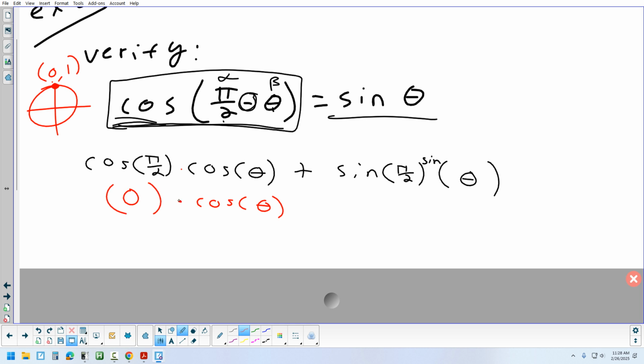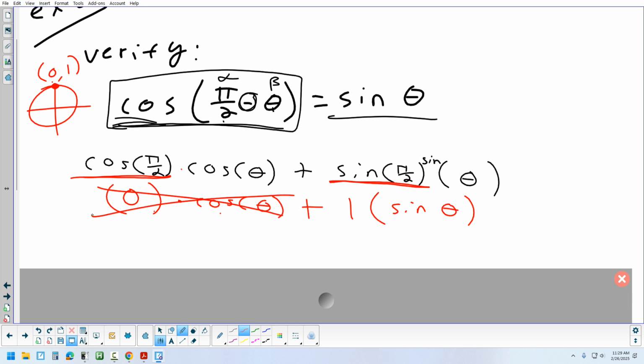Okay, let's do the next one. Sine of pi over 2. Same coordinate, but sine is which letter? It's the y. What's the y value? 1. So it's 1 times sine of theta. This whole part turns into a 1. This part turns into a 0. What's 0 times cosine? 0. So this is gone. What's 1 times sine? And that's what we were supposed to get.